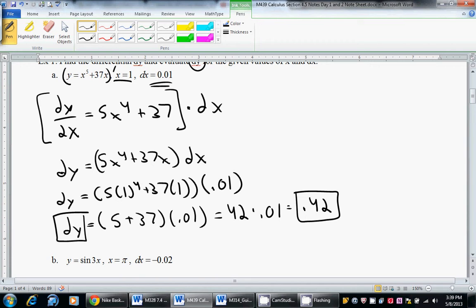So from 1, as I move to the right 0.01 units, my graph moves up approximately 0.42 units. That's what we're solving for here. That's dy. Okay?